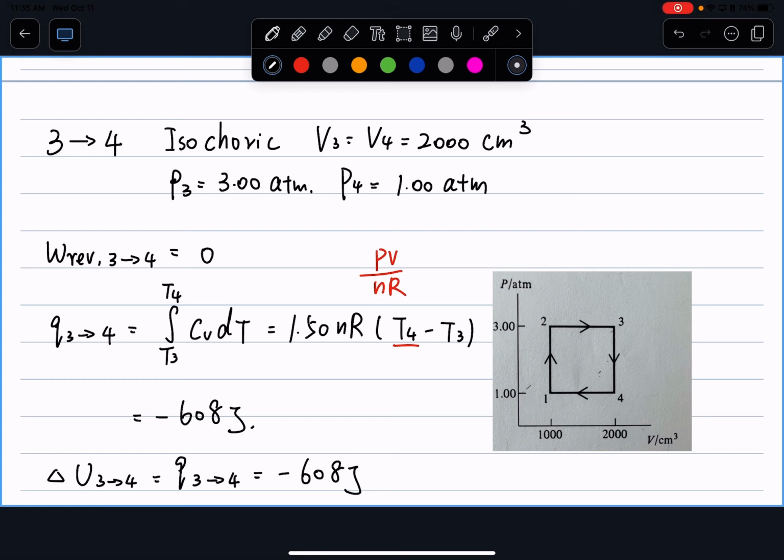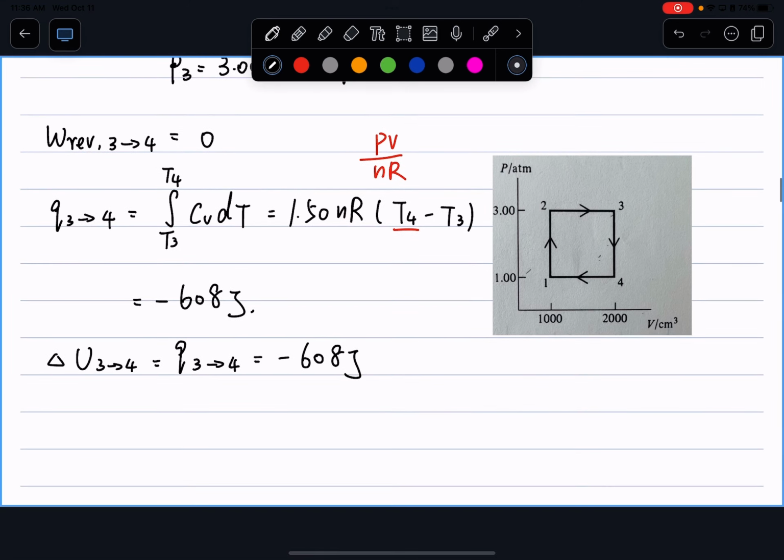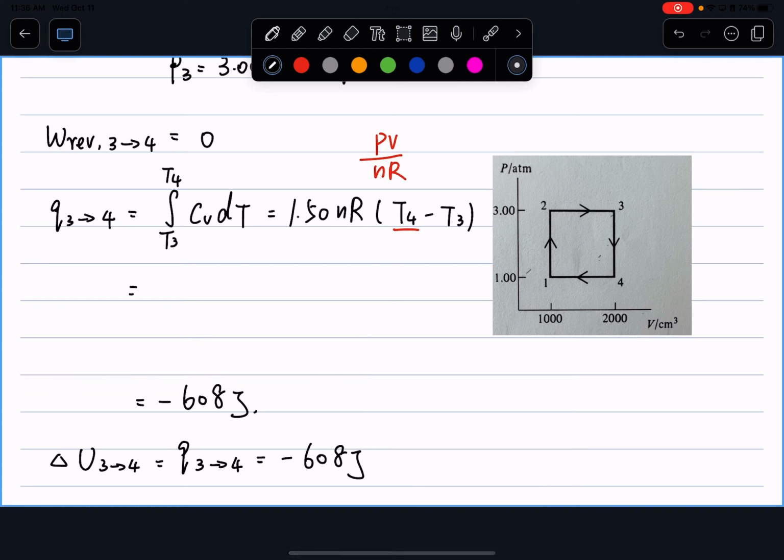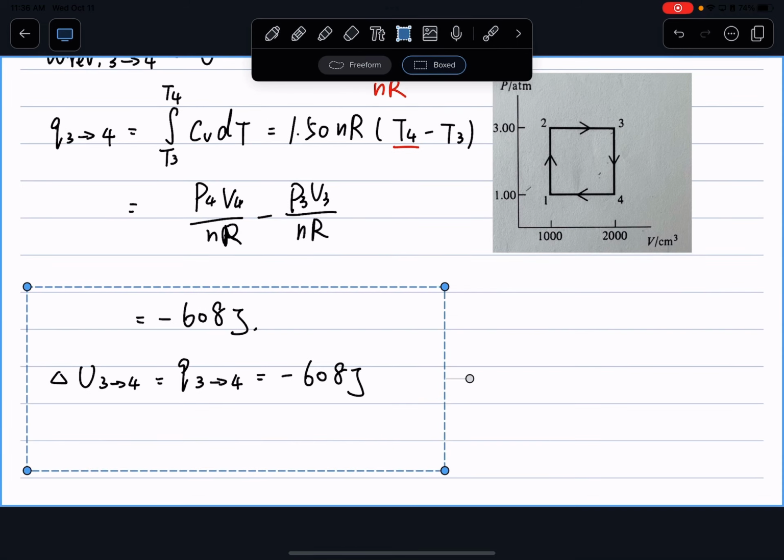Why is it that if we're going from the same amount of pressure and volume, but on the other side, there's such a large difference in the final? Oh, let's do the calculations. If you work that out, you have the different pressure here. You have P4 V4 over nR minus P3 V3 over nR. Now, nR will cancel out.